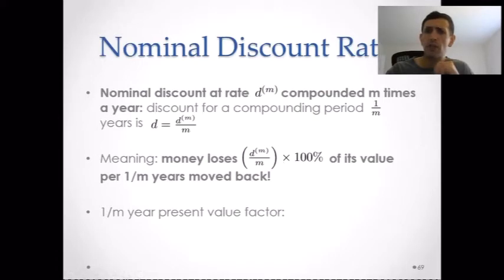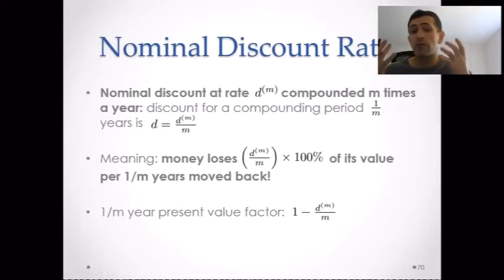So divide by 100 to go from percentage to decimal. The discount rate per 1 over m years, for that time period, is d superscript m over m. So 1 minus that is the present value factor for a time period of 1 over m years. And we discussed that in detail in the previous video: if you have a discount rate, 1 minus the discount rate gives you the present value factor.